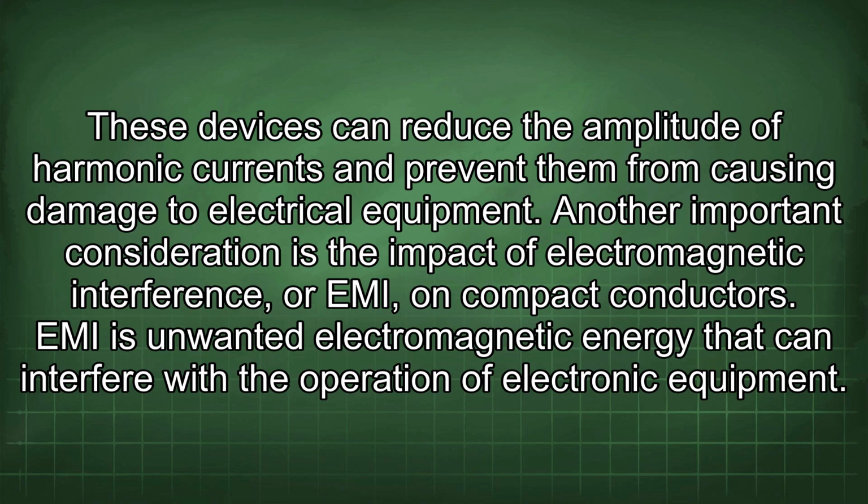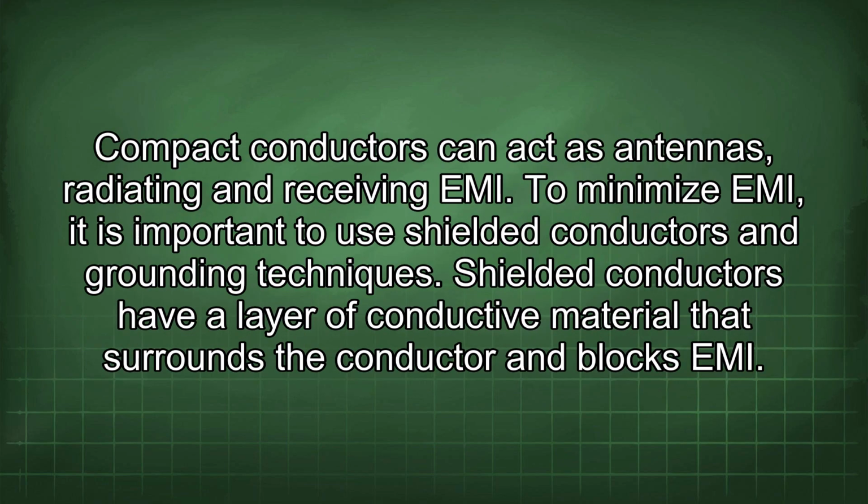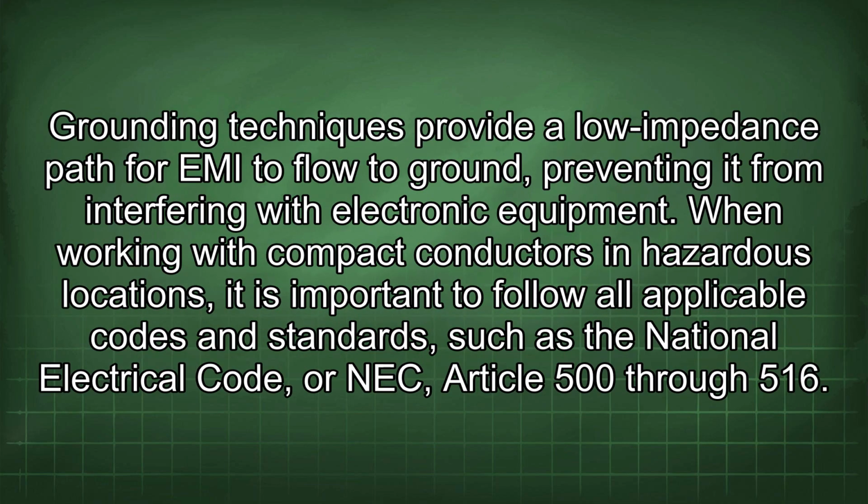Another important consideration is the impact of electromagnetic interference, or EMI, on compact conductors. EMI is unwanted electromagnetic energy that can interfere with the operation of electronic equipment. Compact conductors can act as antennas, radiating and receiving EMI. To minimize EMI, it is important to use shielded conductors and grounding techniques. Shielded conductors have a layer of conductive material that surrounds the conductor and blocks EMI. Grounding techniques provide a low impedance path for EMI to flow to ground, preventing it from interfering with electronic equipment.